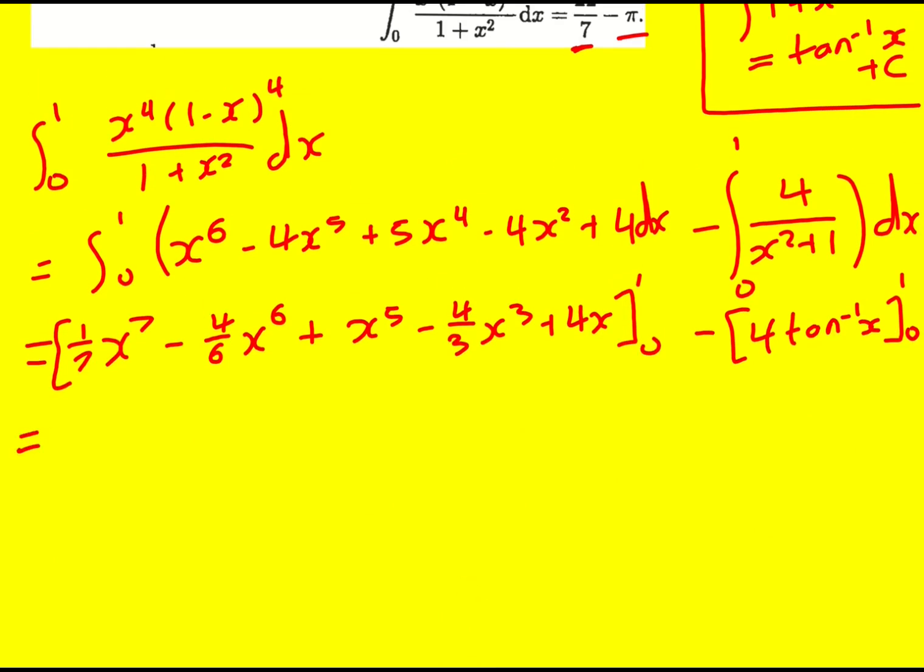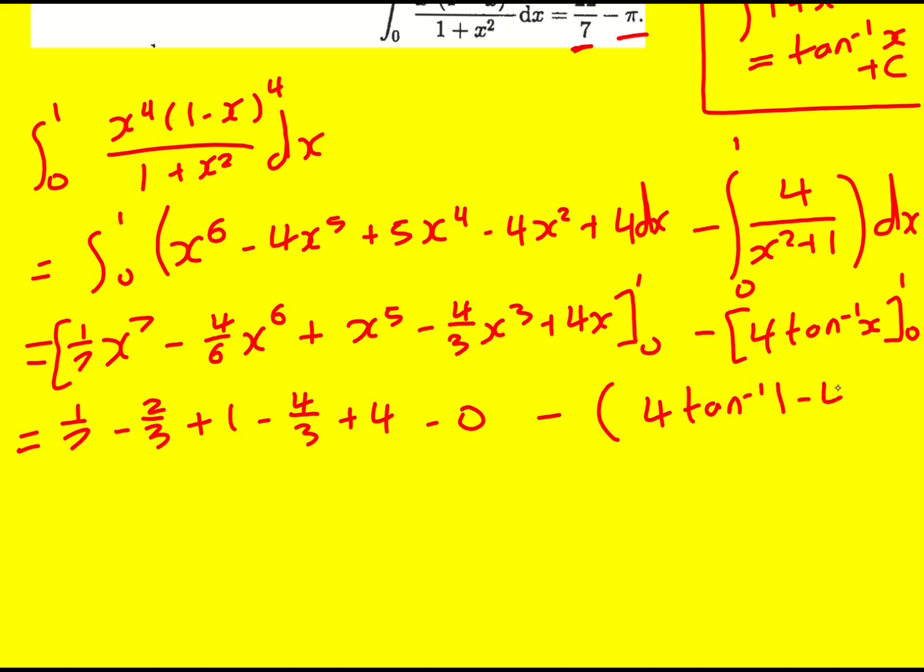I'm actually not far off. So now I can just substitute 1 in to give me 1/7 minus 2/3 plus 1 minus 4/3 plus 4. And then when I put 0 in, I just get 0. And then minus 4 inverse tan of 1 minus 4 inverse tan of 0. This one just disappears. Inverse tan of 1 is pi over 4. There's our pi.